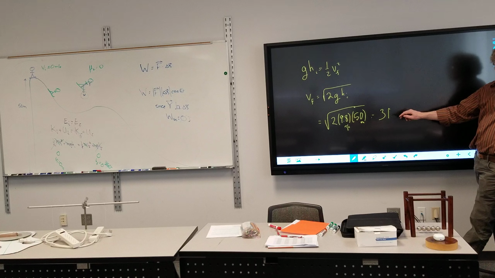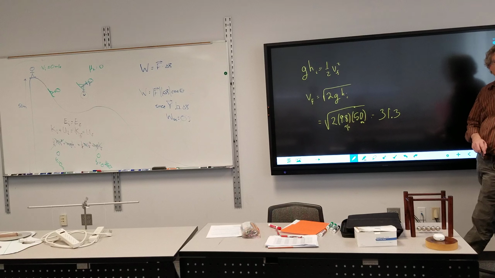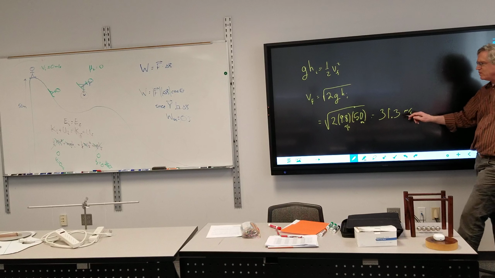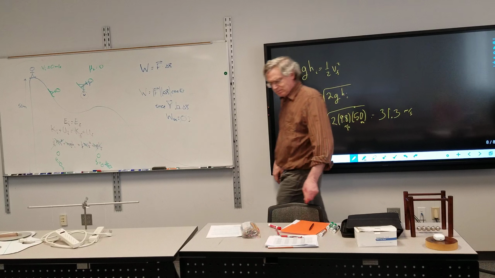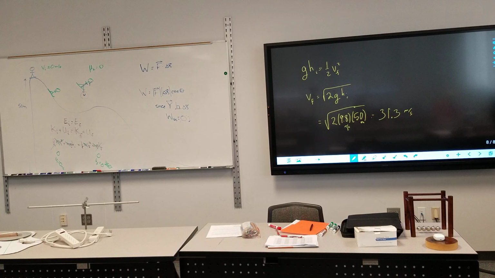What'd you get, Giovanni? 31.3. 31.3. Units? Yep. That's how fast he's going at the bottom. Questions up there, so I'm going to change the problem slightly. All right, here we go.